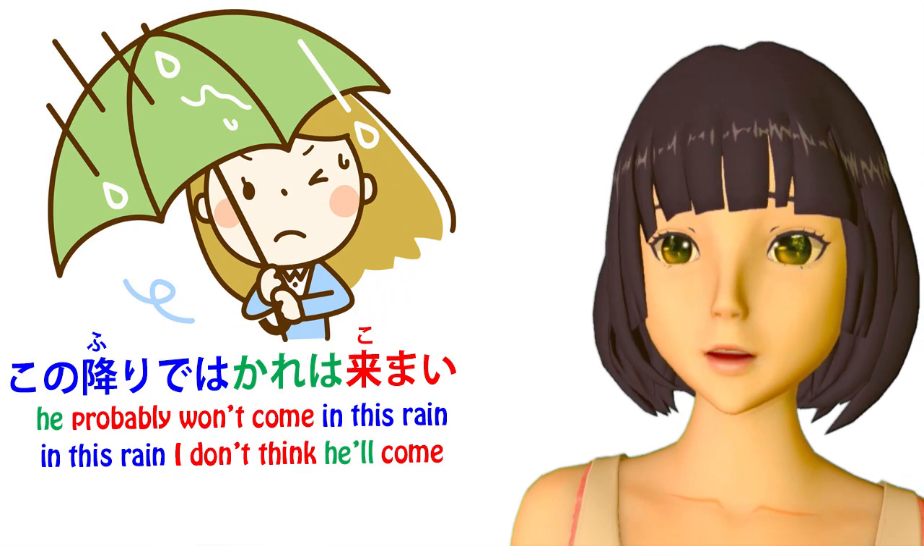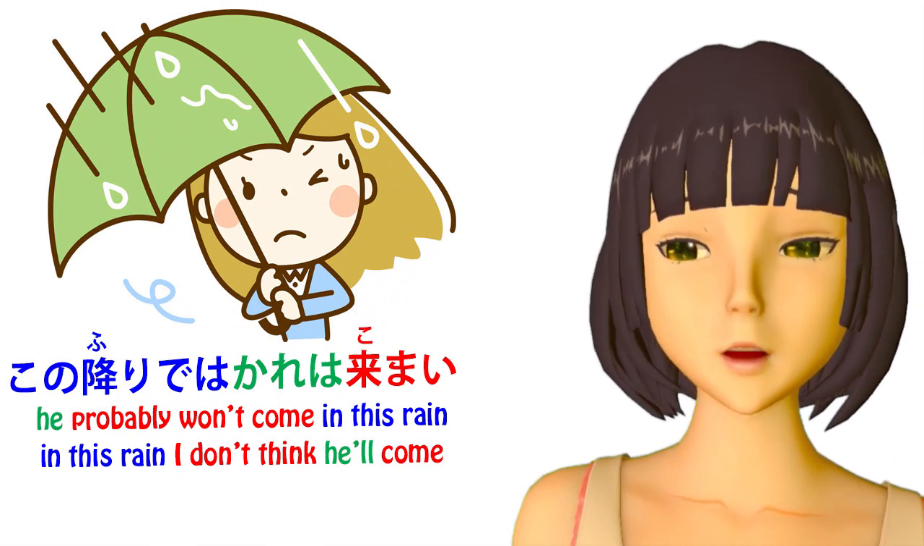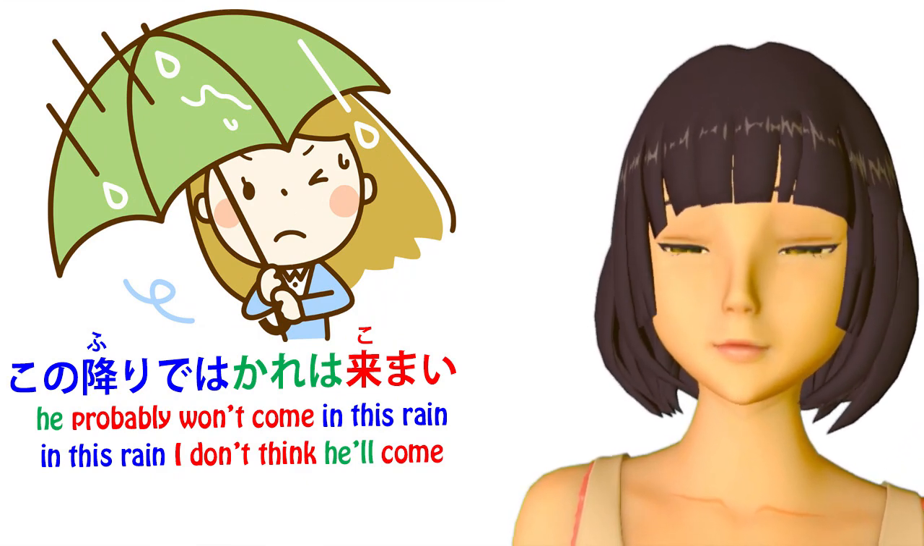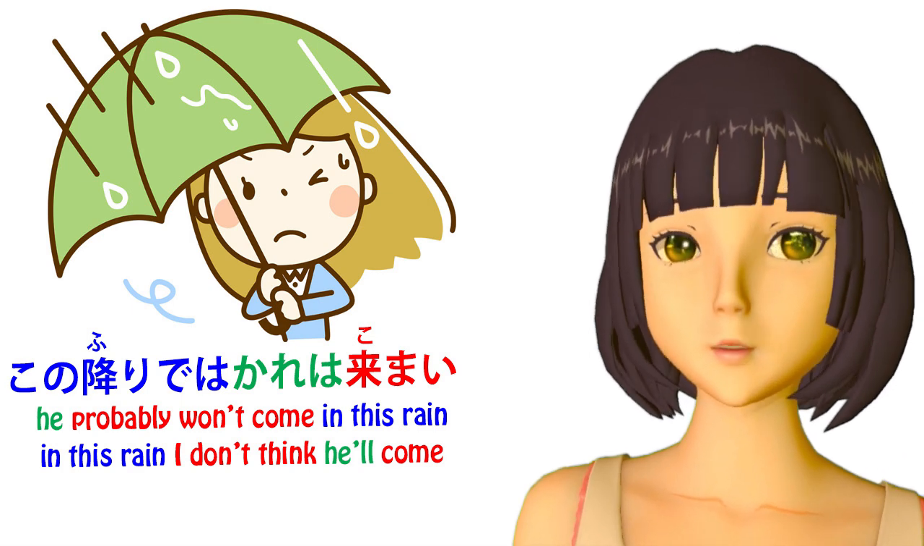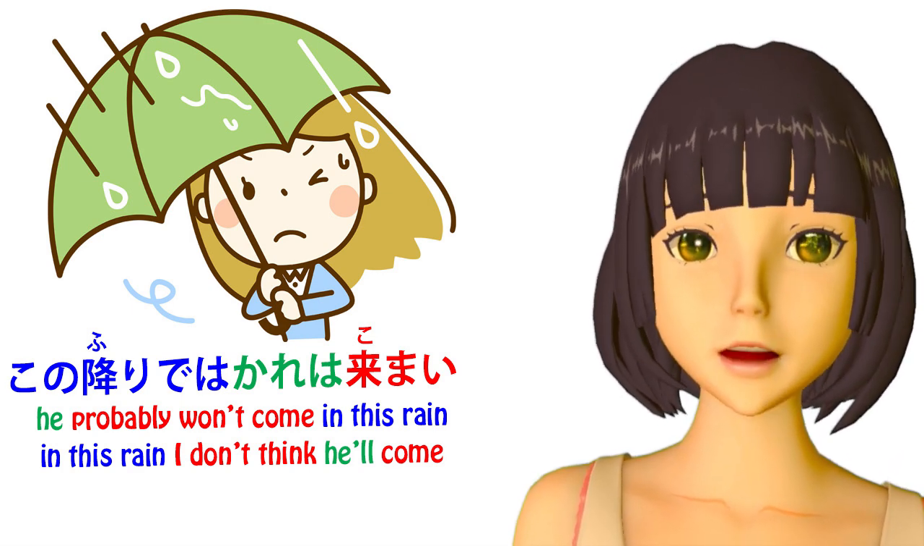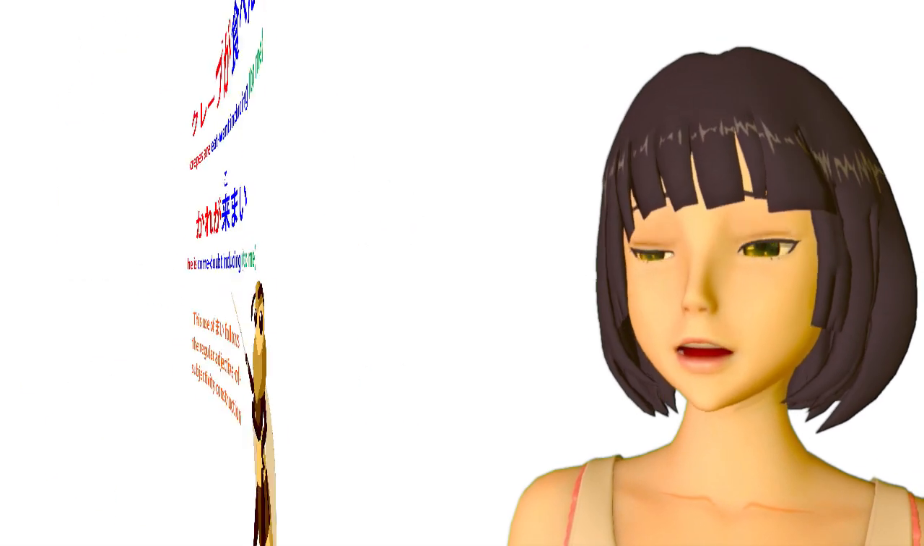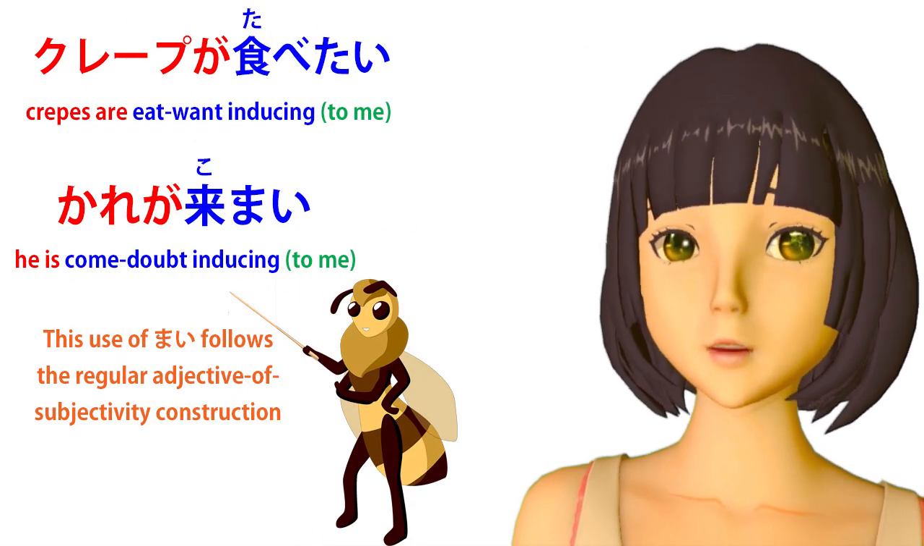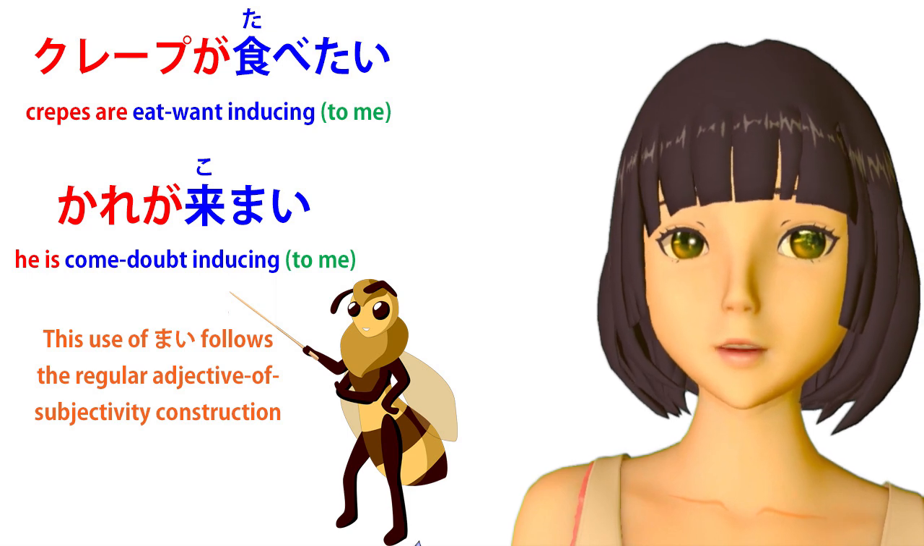But it works just the same with any other verb. Kono furi de wa kare wa komai. In this downpour, I doubt if he'll come. And this is rather related to the other adjectives of subjectivity that we've discussed elsewhere, and I'll put a link for that.